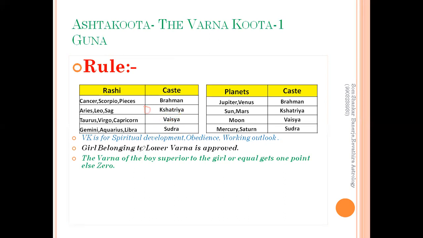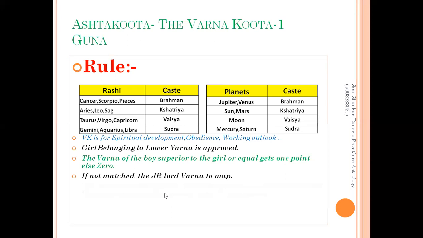Then the girl's thought process will be higher, and she cannot be compatible with the man in the house. So imagine a scenario where the boy has a lower caste as per this Varnakuta, and the girl has the higher caste. What we have to check is the second thing; we will not stop there. If it is not matched, we have to map the Varna of the Janma Rashi Lord. Whatever the Janma Rashi Lord is, that Varna we have to map.